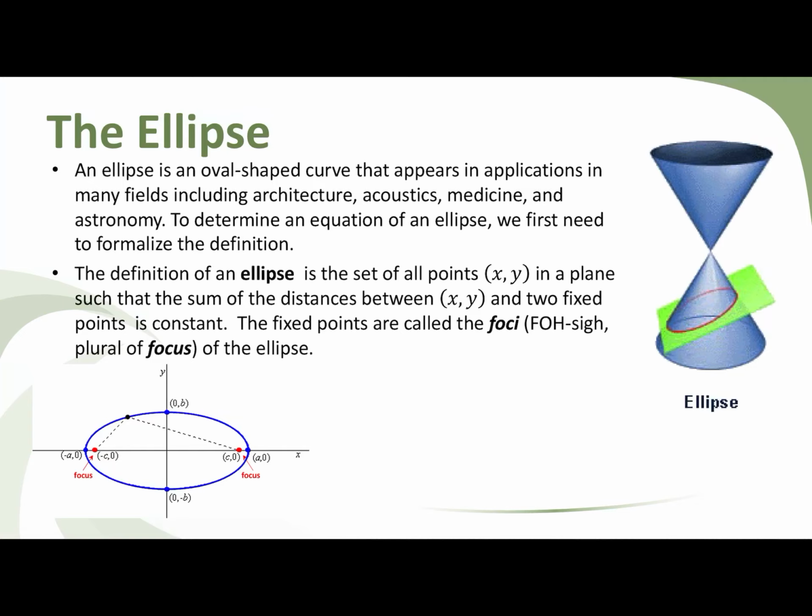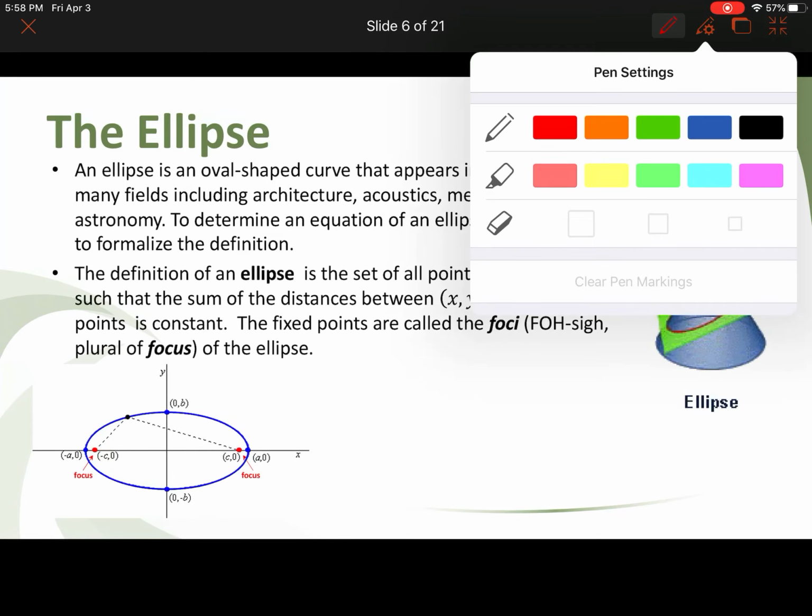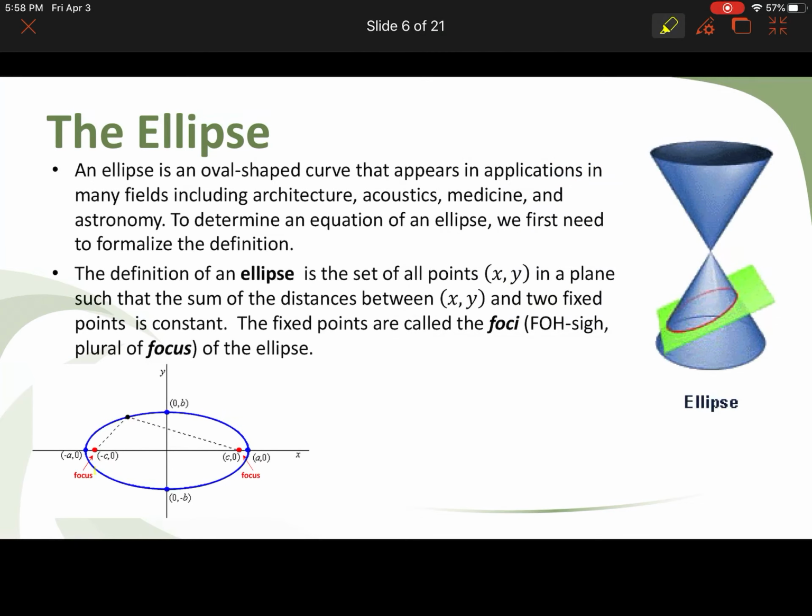So, this is saying that the distance from the focus to the point on the ellipse and then to the other focus is always going to be the same. All right, and so no matter where I draw it, if I go from one focus to the ellipse and then back to the other focus, that sum of those two distances is always going to be the same.